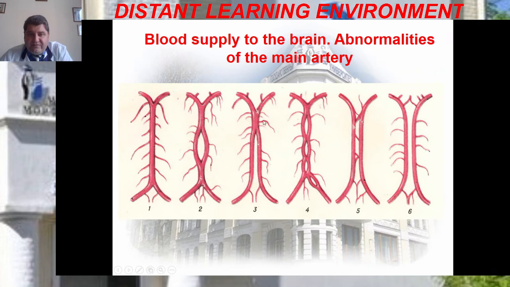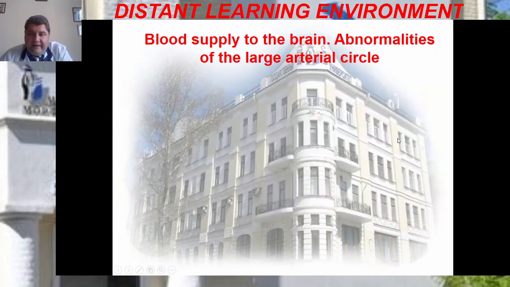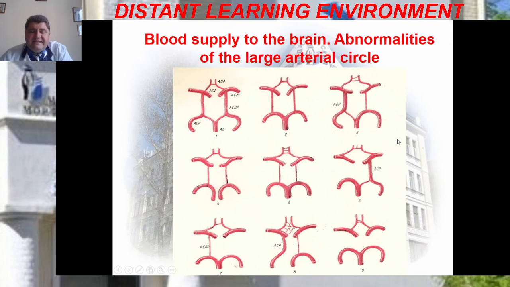So you may see this short basilar artery. You may see the absence of formation of basilar artery with anastomosis here between right and left arteries, and without anastomosis between these right and left arteries. Next, on this picture you may see the abnormalities and variations of formation of the large arterial circle. You may see the normal picture, and also the variations of this formation.